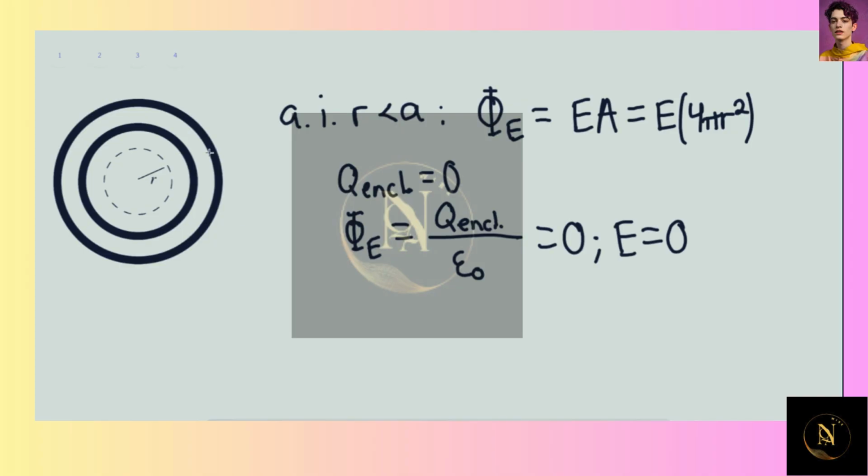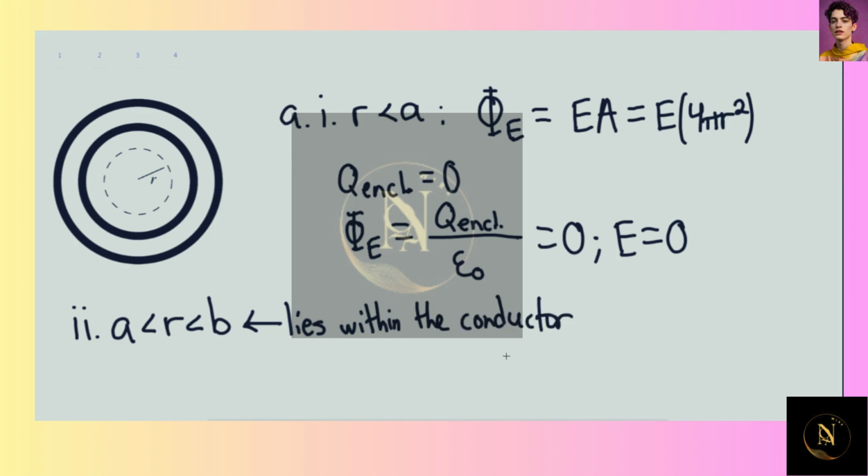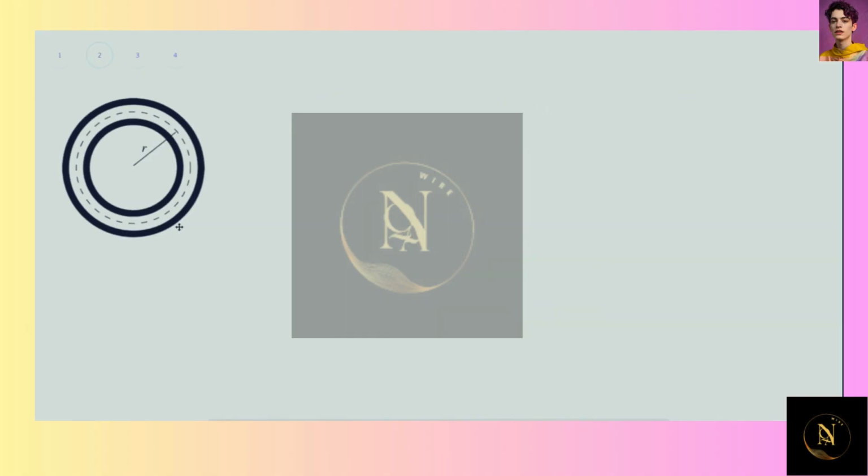For part A, part 2, we know that a is less than r and less than b, so this lies within the conductor. And so at this region, because we lie within the conductor of the small shell, again, the electric field is equal to 0.